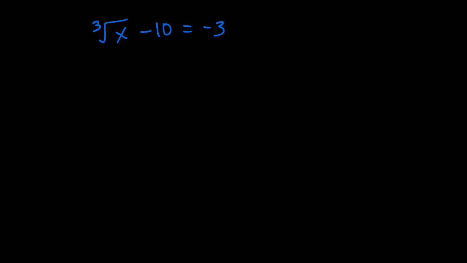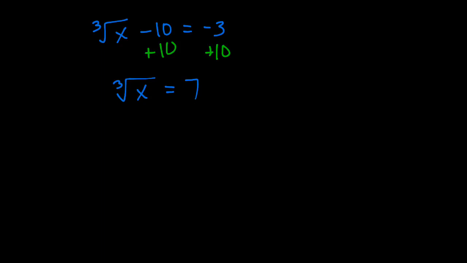Let's check out this one. It has a cube root in there. So we have a cube root of x minus 10 equals negative 3. Can't do anything with that cube root yet, so don't cube both sides. The first thing we would want to do is get rid of that 10. So add 10. Cube root of x equals 7.